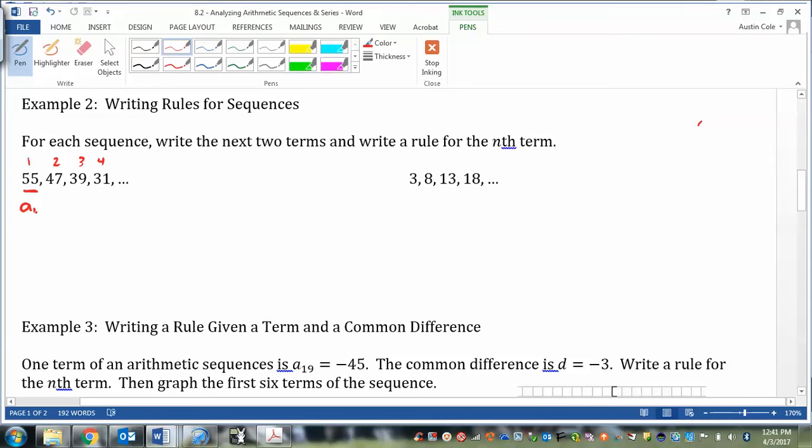Okay, so let's write that down. Our formula is a sub n equals a sub 1 plus n minus 1 times d, which is our common difference. So if I want to write a rule, n is always going to be in the function, and a sub n is always going to be in our function, but we need to replace a sub 1 and we need to replace d. Do I know the first term in my sequence? 55. It's 55. So in goes 55 there.